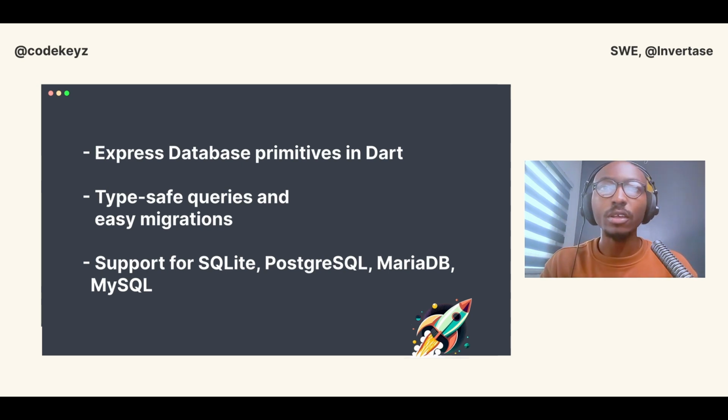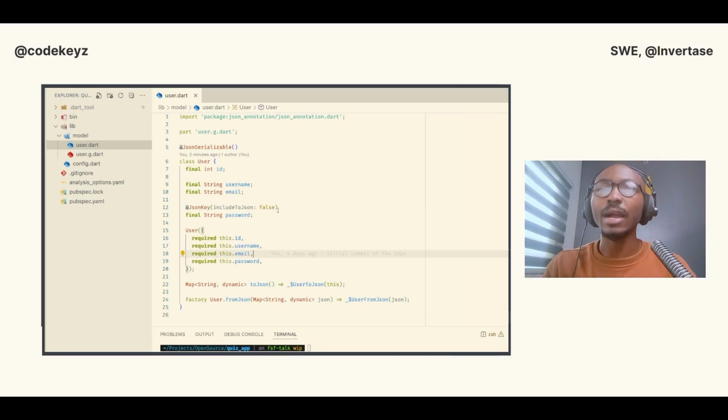As you can see on my screen here, I have a user class, a basic class. This class has an ID field. It has a username, an email, and then a password. Then it has a primary constructor here, and some functions here, which we can use to serialize our user class.